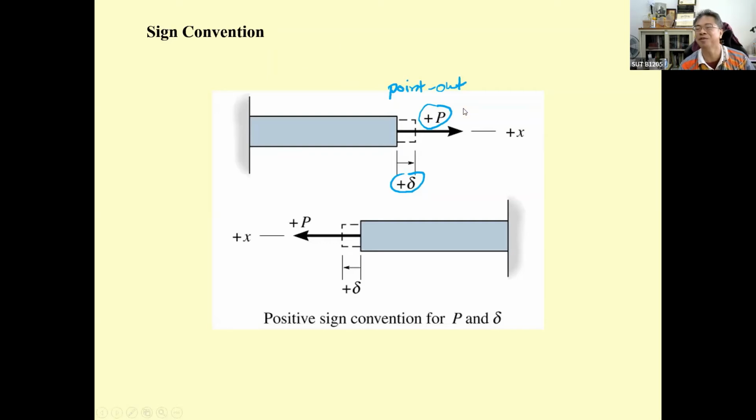In the opposite direction, pointing in is going to be compression, and it's going to be negative. It's going to be compression, and it's going to be negative. Pointing out is going to be tension, and it's going to be positive. Let me conclude this one.